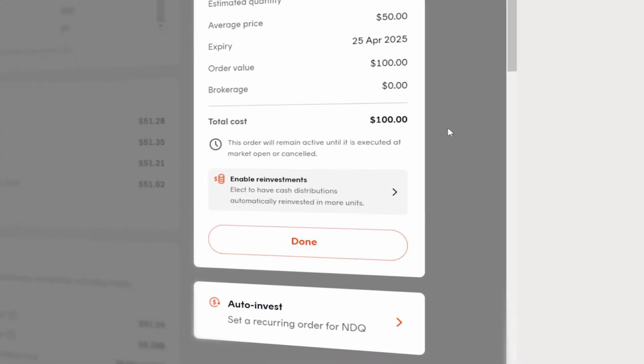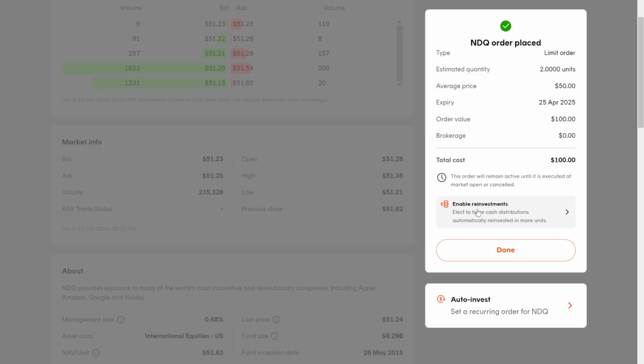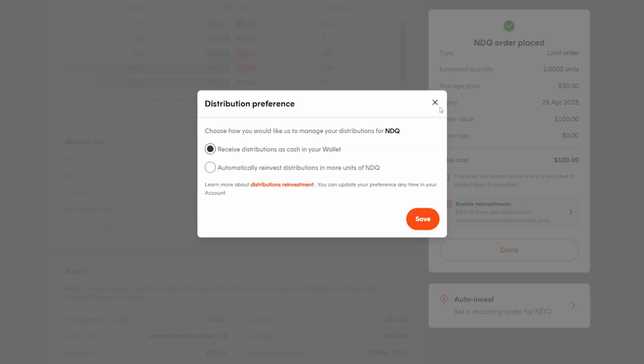Now, one more important thing to note here is that you'll find that it says enable reinvestments. Now, as we mentioned earlier, NDQ does pay a semi-annual dividend, January and July. So what you can do with BetaShares is easily change if you want the money to be paid into your BetaShares wallet or for it to be automatically reinvested in more units of NDQ. So this is very similar to a dividend reinvestment plan that you would find with shares, but in this scenario, of course, it is with ETFs.